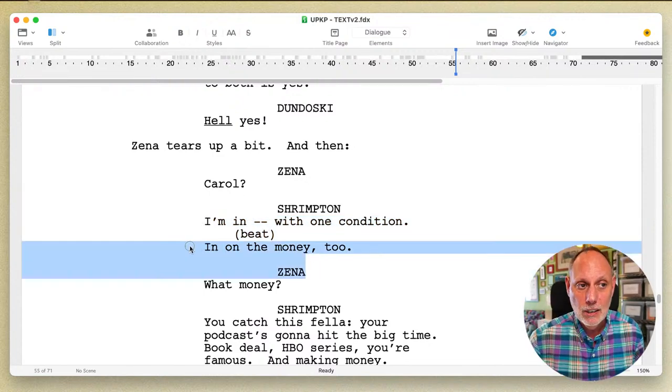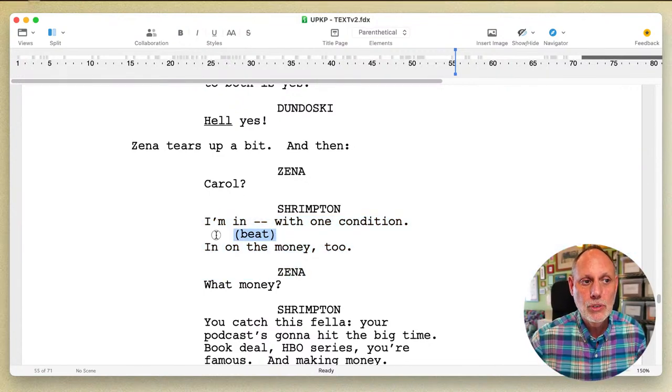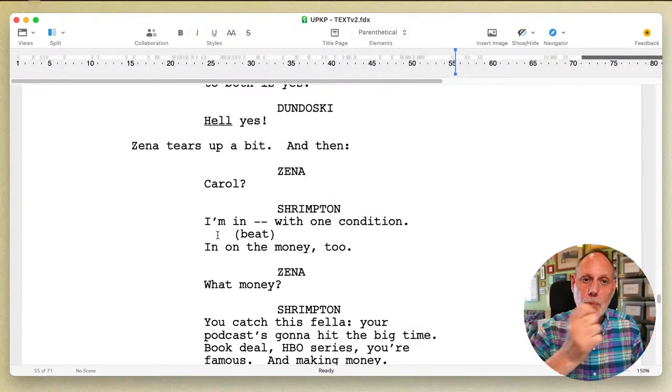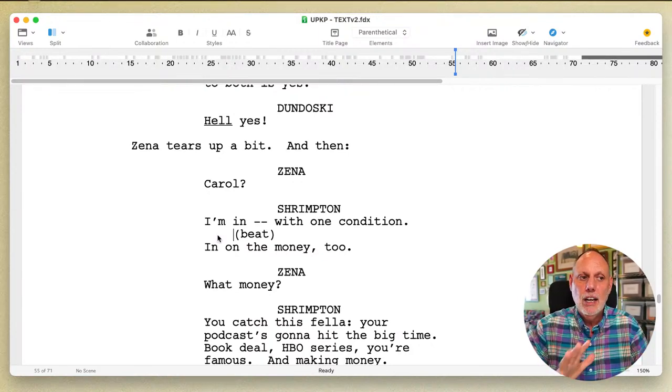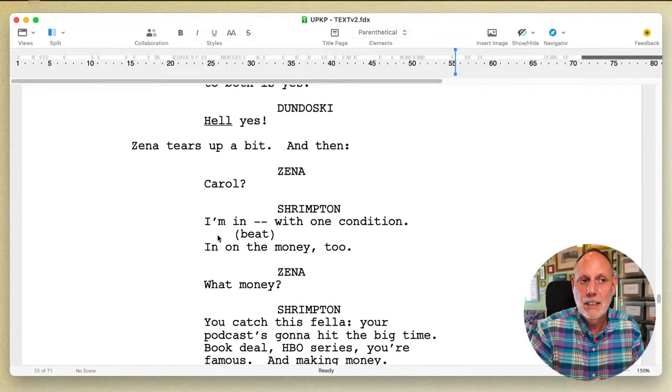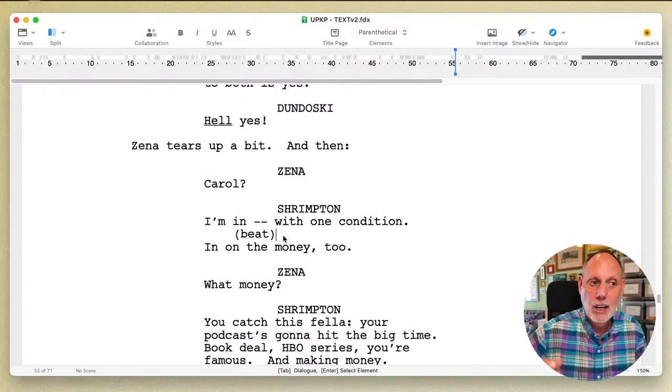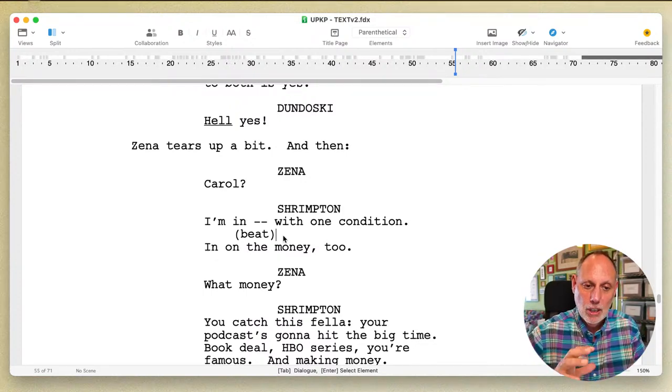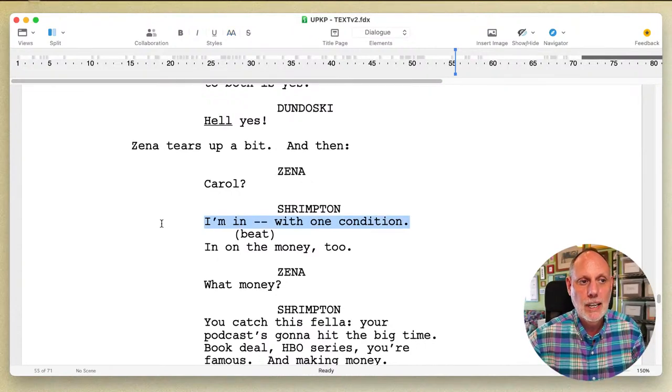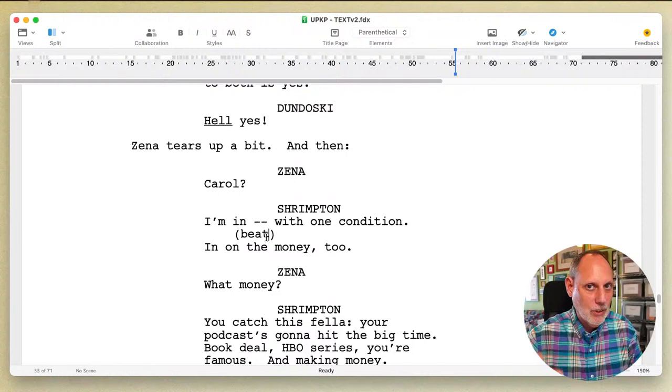In dialogue, I use beat to mean a small pause, a little change of topic, a change of subject, anything that's essentially a little break, a little change. They are taking a beat and then coming in some other way on some other topic. So in this case, she's saying, I'm in with one condition, in on the money too. She's having a little pause before she says it, like, get ready, listen to this, this is important. So that's what the beat is. Beat, there is a little pause.